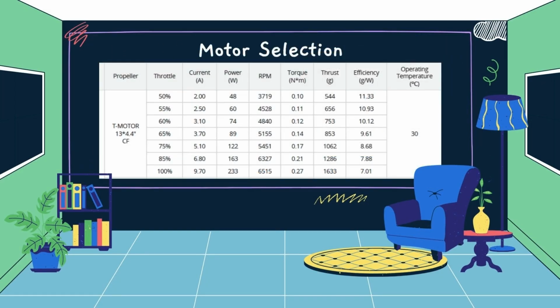After selecting the motor, an AC electronic speed controller with a voltage identical to the motor's required voltage and at least twice the motor's maximum current draw is chosen. The ESC is the brain of brushless motors.